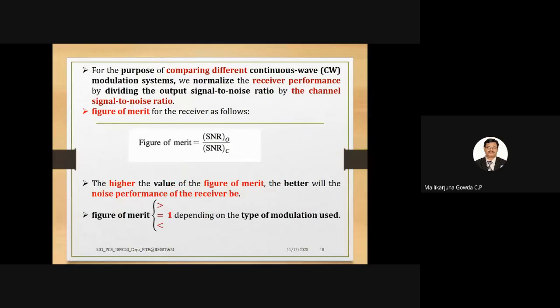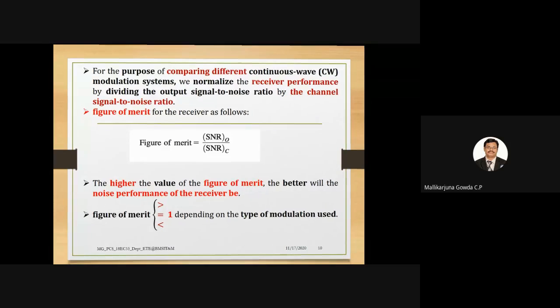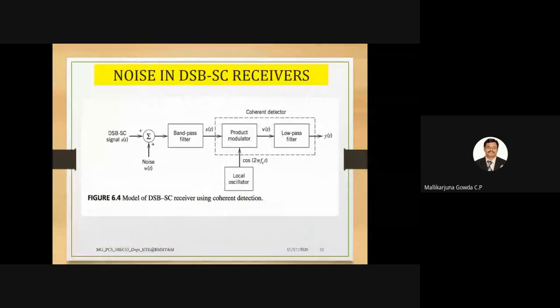Figure of merit is the ratio of output SNR to channel signal to noise ratio. I said when the figure of merit is greater than 1, it is the desired one. When it is 1, it is permissible. When it is less than 1, we say the performance of the receiver will not be that good. I said it depends on what type of modulation we use. Let us try to find out the figure of merit for different types of receivers.